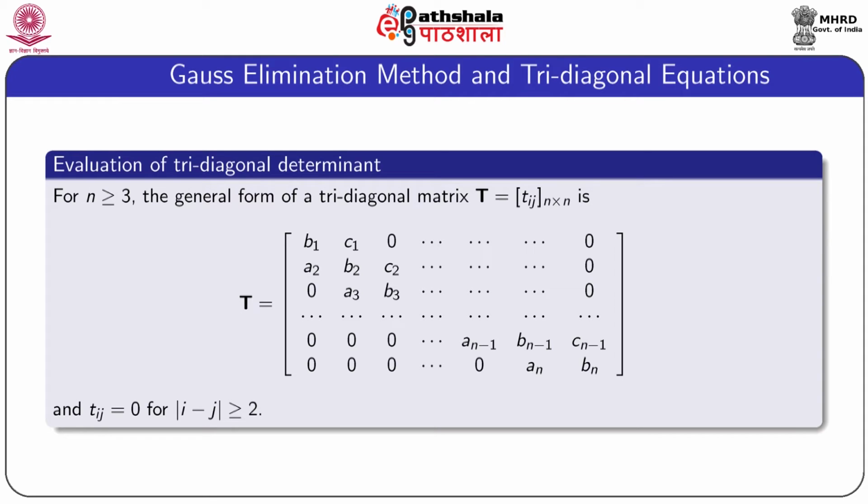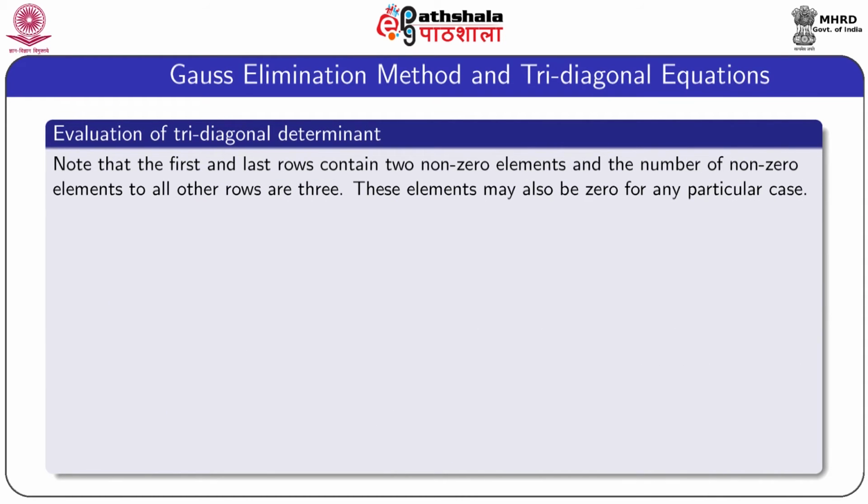So, from this method we were motivated to develop another method to find the value of the tridiagonal determinant. Let us consider a tridiagonal matrix T, which is defined as in the previous slide. Note that the first and last rows contain two non-zero elements in general, and the number of non-zero elements in all other rows is 3. These elements may also be 0 for any particular case.